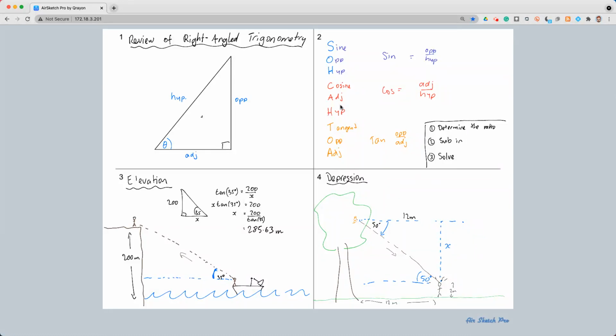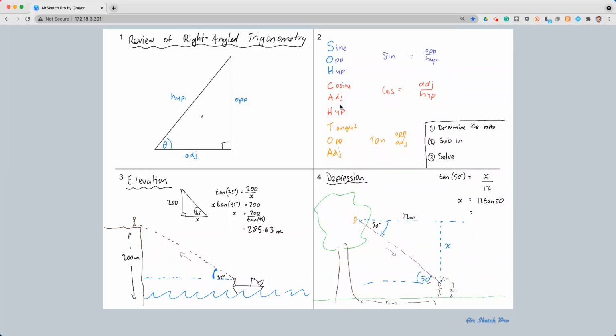Tan. Yes, it is tan. Well done, Puddles. So tan of 50 degrees is opposite, this time opposite is on top, over adjacent, which is 12. So you do a straight substitution, which means that X is equal to 12 multiplied by tan of 50.